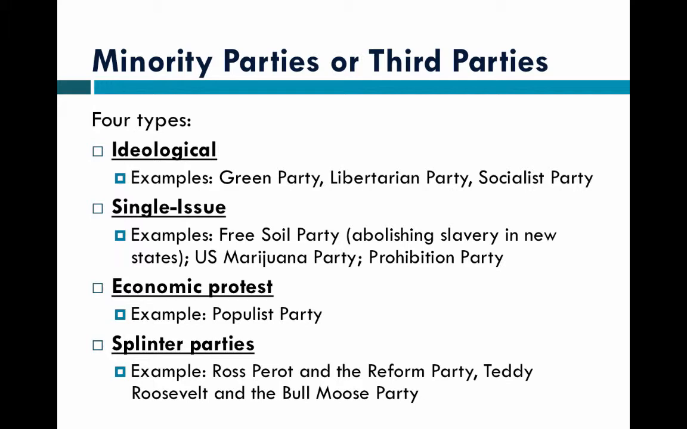And then finally we have splinter parties, which may take on functions of the first three, but these are parties formed within another party or by major players from another party that then separate into their own party. So they're usually only around for a short term, but they may be fairly popular when they exist. So we have Ross Perot in the Reform Party, Teddy Roosevelt in the Bull Moose Party, etc.